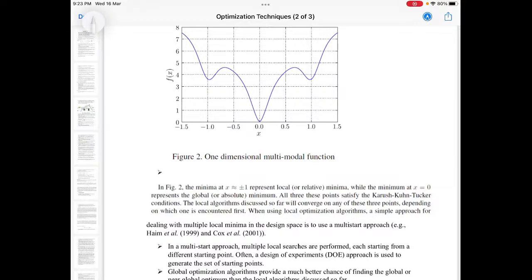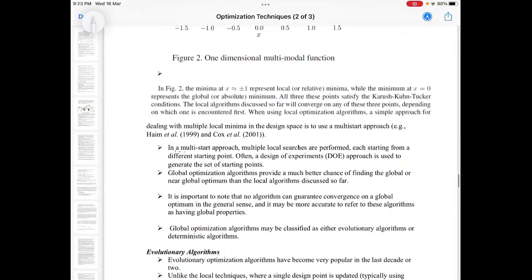In the multi-start approach, multiple local searches are performed, each starting from a different starting point. Often a design of experiments (DOE) approach is used to generate the set of starting points. So how are these starting points generated? This is from the design of experiments, DOE.